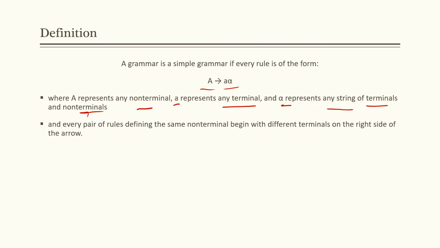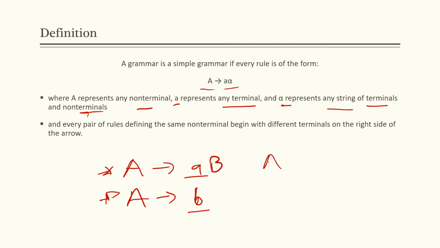A simple grammar also requires that every pair of rules defining the same non-terminal begin with different terminals on the right side of the arrow. What it means is, if you have a non-terminal A that goes to a B, for example, and you have another rule starting from A as well that goes to b B, with a different terminal. This is a pair, both starting with the same non-terminal, and for it to be a simple grammar, these rules must start with different terminals. This starts with a, this starts with b. Different terminals. Only then is it considered a simple grammar.